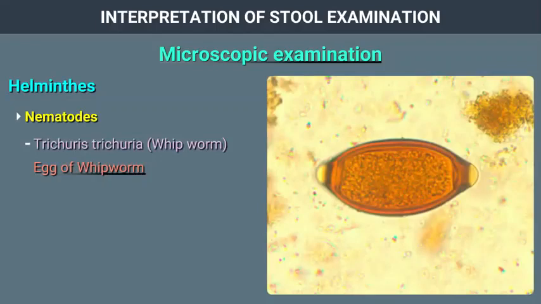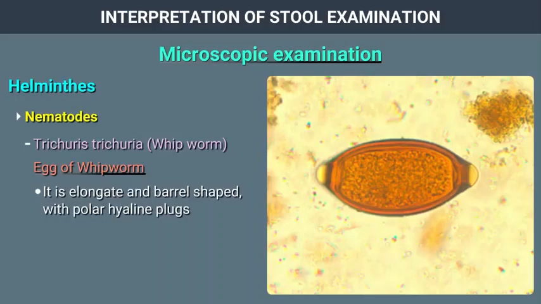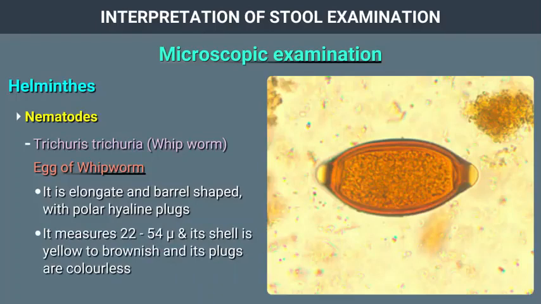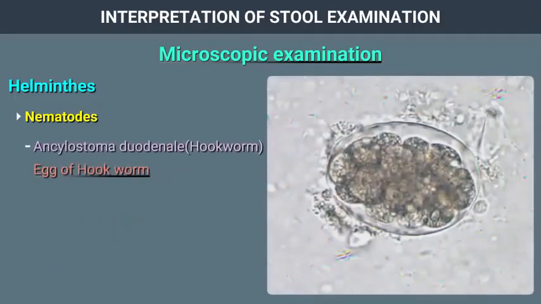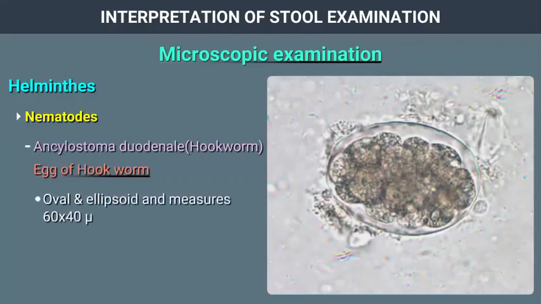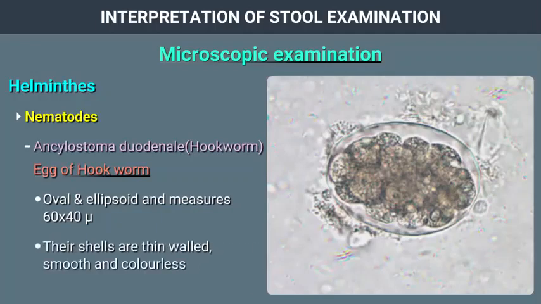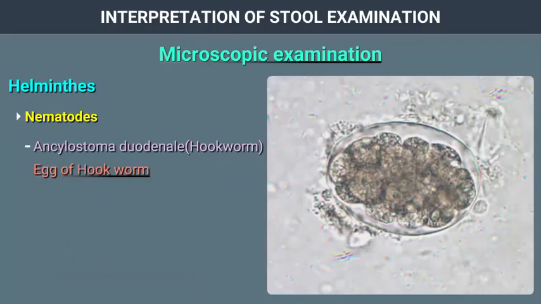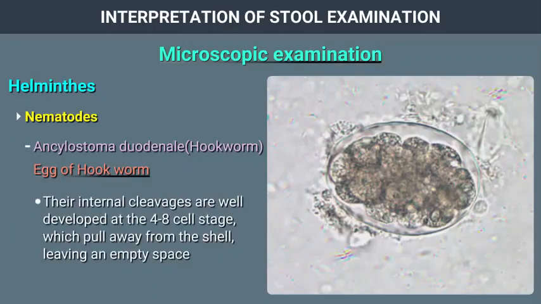Trichuris trichiura or whipworm. Egg of whipworm is elongate and barrel shaped with polar hyaline plugs. It measures 22 to 54 microns and its shell is yellow to brownish and plugs are colorless. Ancylostoma duodenale or hookworm. Egg of hookworm is oval and ellipsoid and measures 60 into 40 microns. Their shells are thin-walled, smooth and colorless. Their internal cleavages are well developed at the 4 to 8 cell stage.